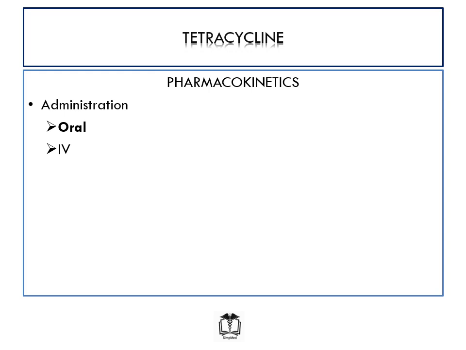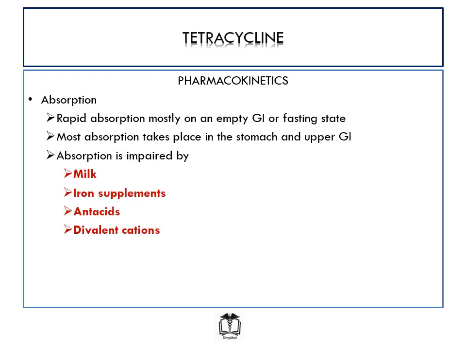Let's talk about the pharmacokinetics of tetracyclines. First of all, starting with administration, we prefer to give tetracyclines orally, although if warranted, we could also give it IV, but the common route of administration for tetracyclines tends to be oral. In terms of absorption, because we give it orally, it must have very good absorption. There's a very unique property about the absorption of tetracyclines, and that is that we prefer to give tetracyclines on an empty stomach or in a fasting state.